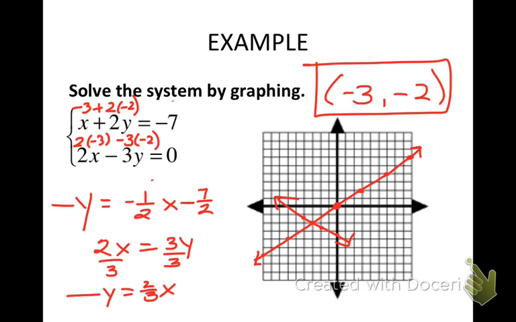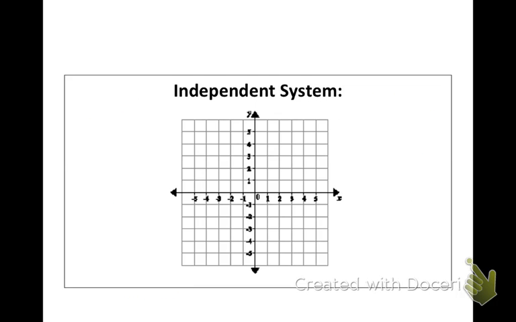Now, so far, both of our systems ended up with how many solutions? 1. What do you think it would look like if we had no solutions? They don't intersect. So there would be parallel lines. What would it look like if you had an infinite number of solutions? It's the same line. Very good. So let's see what those actually look like. Let's go through this classifying.